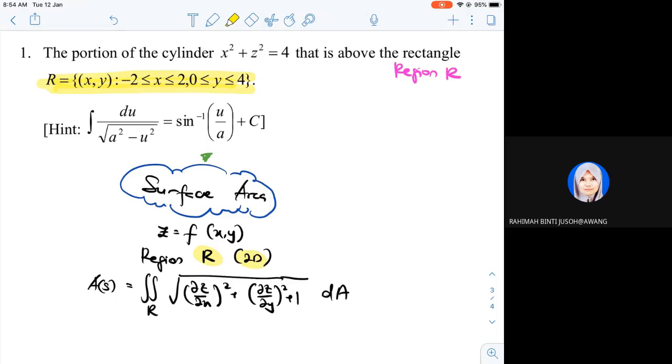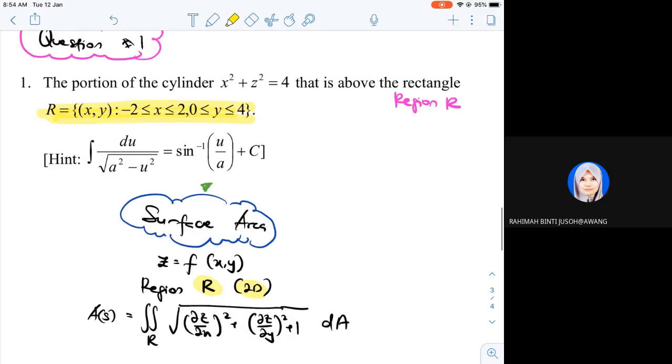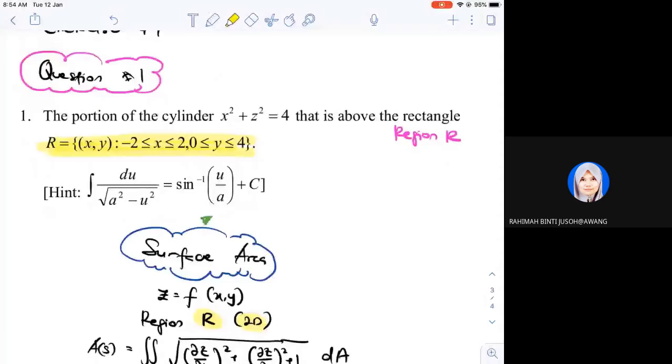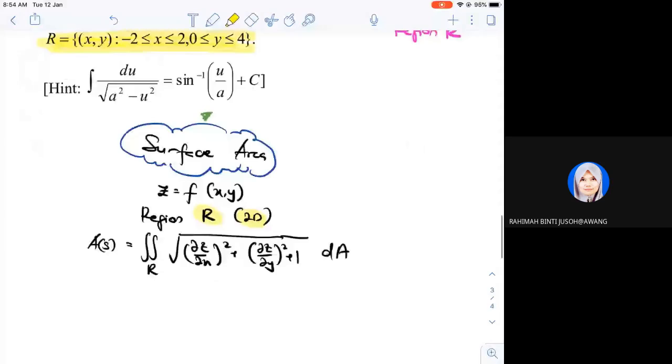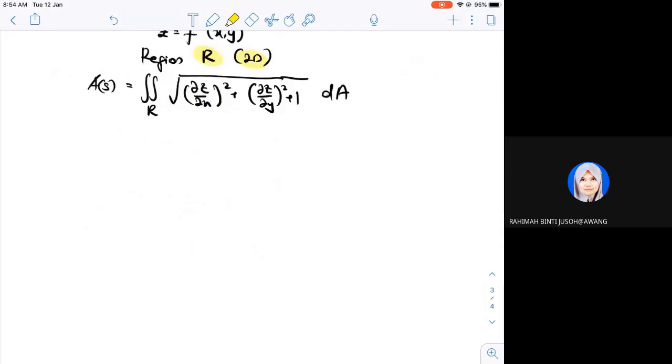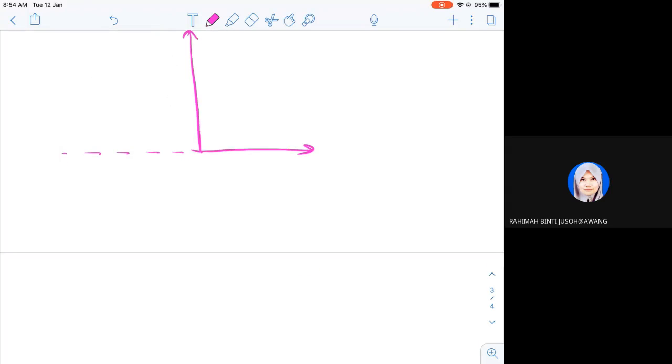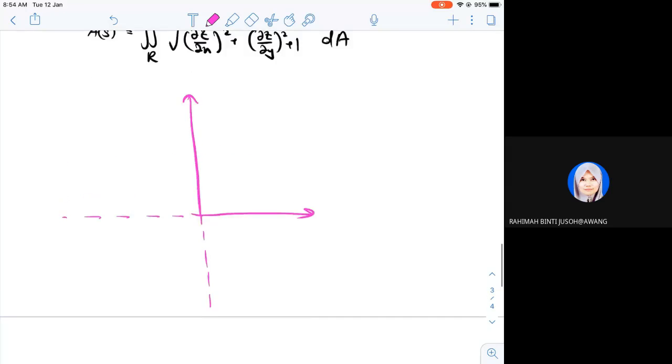Alright. So let's say I also sketch this cylinder so that you can see the overall view of this problem. So let's say I'm going to sketch this cylinder, X squared plus Z squared equals 4 in 3D. Guys, in the final exam, if the question asks you to find surface area, actually no need for you to sketch the 3D region. You just straight away sketch the 2D region. What I'm doing is just to give you a better understanding of this problem.